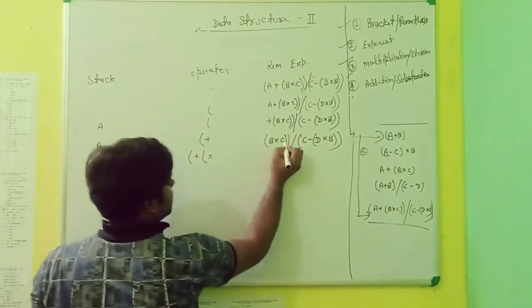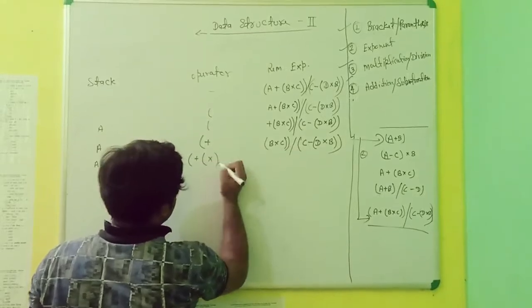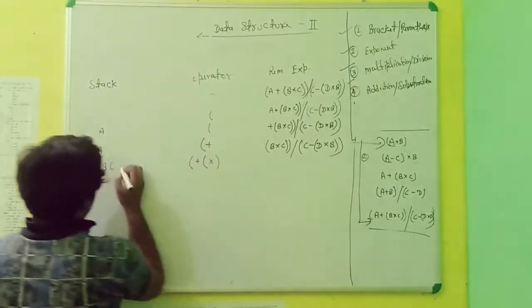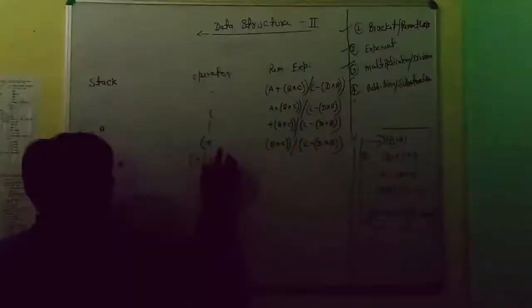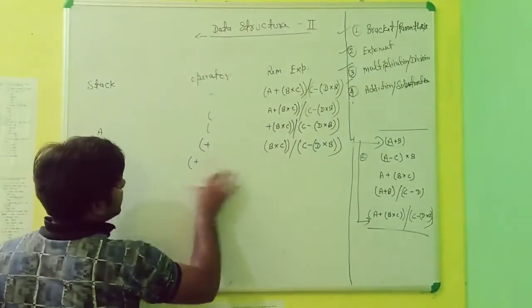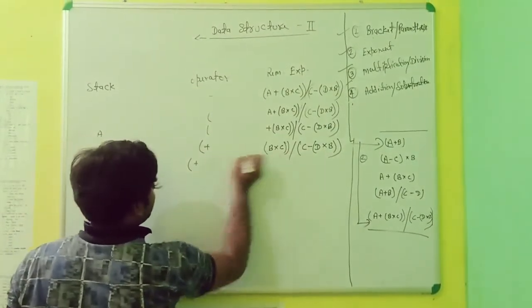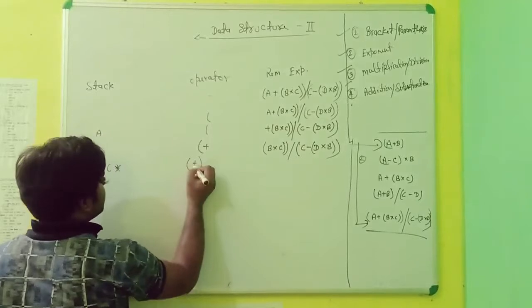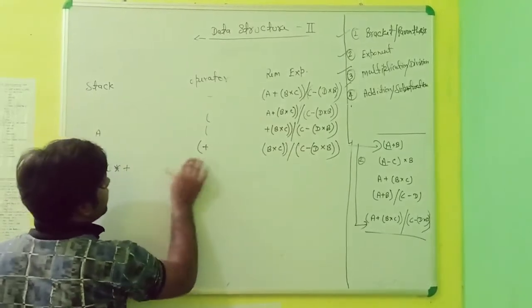After that, small bracket will close. Small bracket will close. Then multiplication will come here. Then this will get deleted. After that, another small bracket will come here. Then another small bracket will come. Then again plus will be transferred here and it will get deleted.